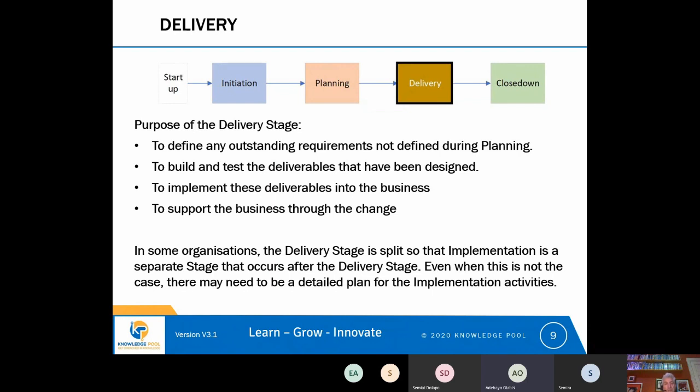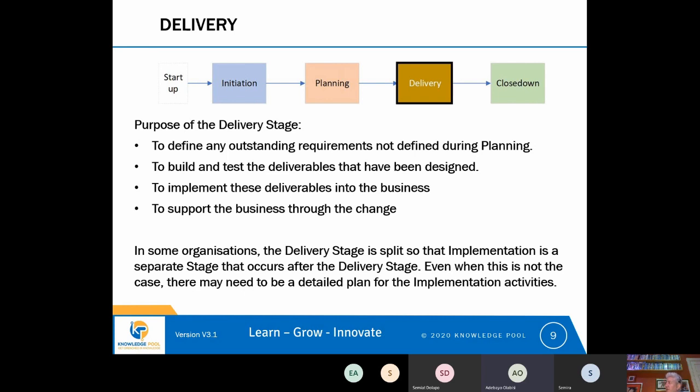And in some organisations, the delivery stage is actually split into an implementation stage as well, so that in the first part of delivery, we define any outstanding requirements and build and test the deliverables. And then during an implementation stage, we implement the deliverables and we support the business through the change. And even when the delivery stage isn't split into an implementation stage and a delivery stage, it's often the case that there really does need to be a detailed plan for all the implementation actions.